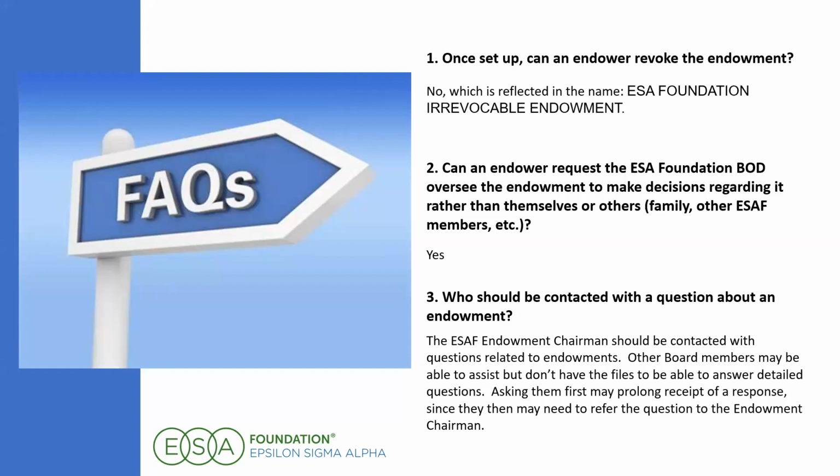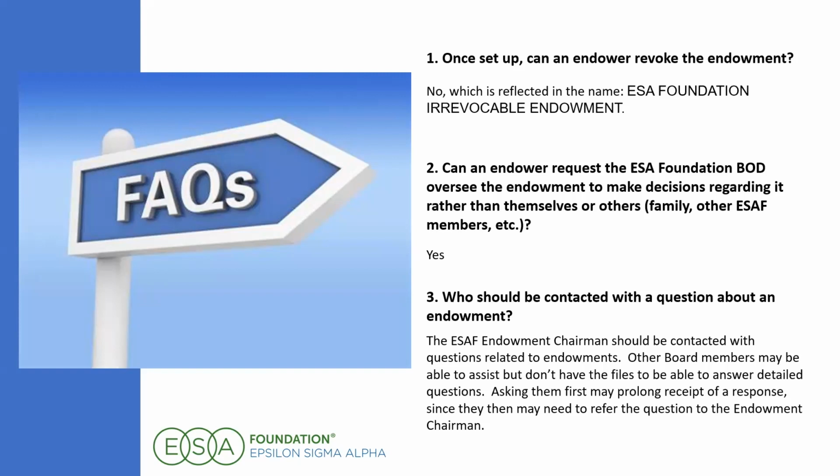Next, can an endower request the ESA Foundation Board of Directors oversee the endowment to make decisions regarding it rather than themselves or others, such as their family or other ESA Foundation members? Absolutely. And the Foundation Board has been designated in a number of instances to oversee endowments.